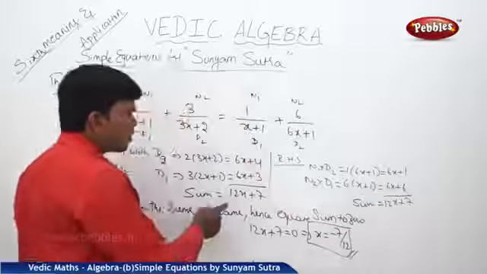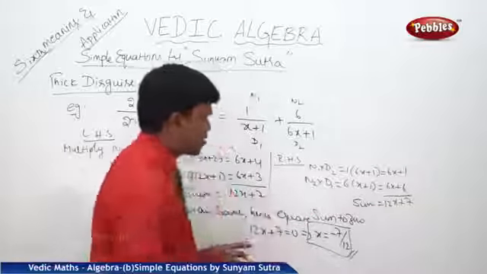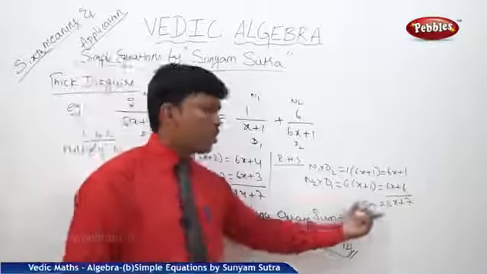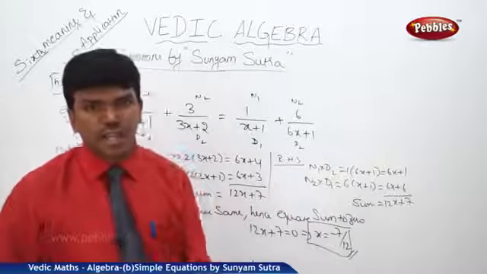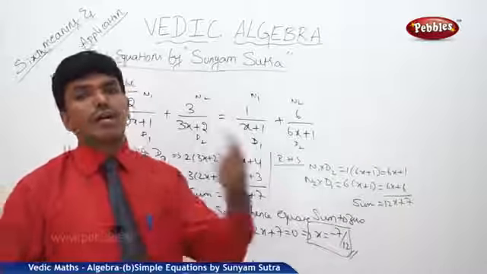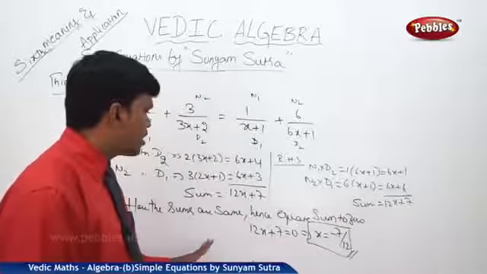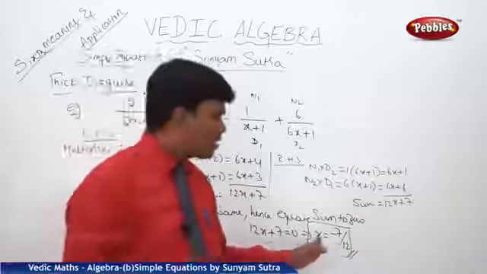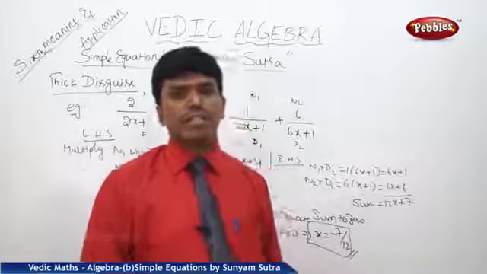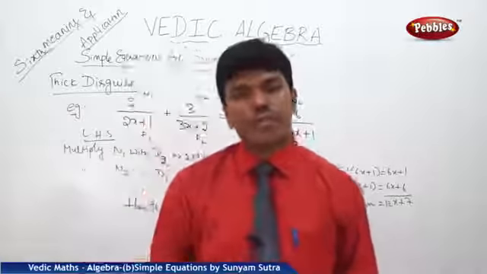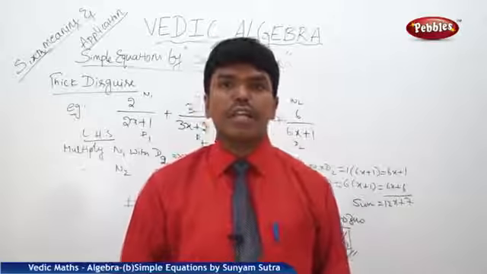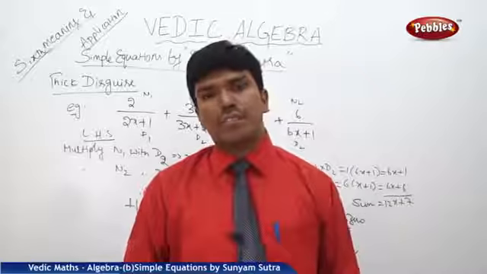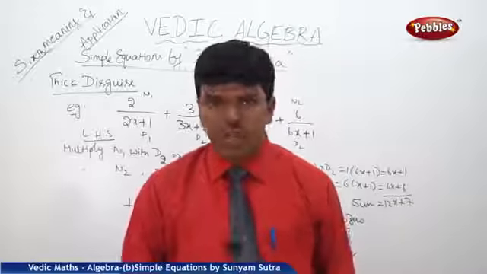If you observe, both the sums are the same on the LHS as well as the RHS, 12x plus 7. If the sums are the same, what do we need to do? Equate that sum to 0. So equating 12x plus 7 equal to 0, we get the solution of x as finally minus 7 by 12. So like this we can solve simple equations by using the Samuchaya Sutra in an easy and quicker way. Okay, so we will see the next topic of our Vedic algebra now.